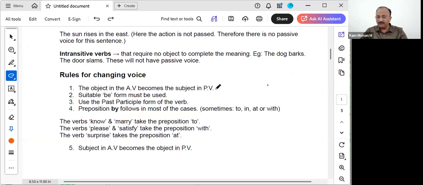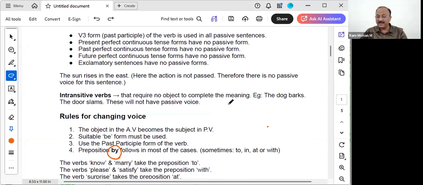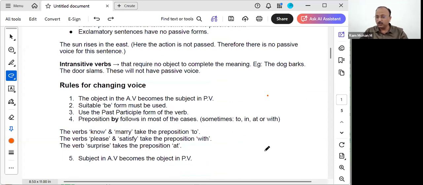Next, after the verb, the preposition by follows in most cases. Sometimes to, in, at, or with is also used. Like in the first sentence, Sinchan is bitten by the snake. Here it is used by. In some cases, to is used. If the verbs know and marry are there, then we use the preposition to. This rule you should remember.